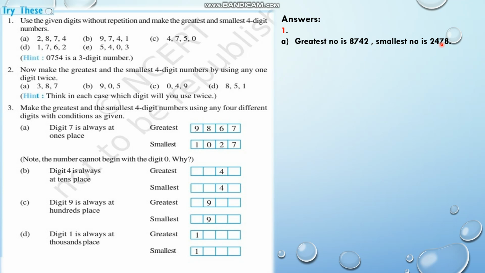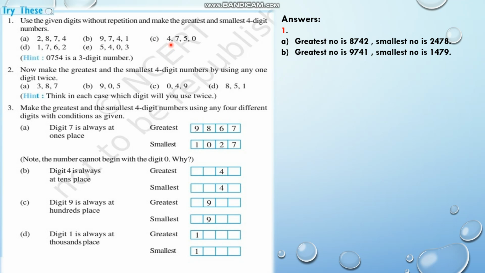Okay, children, so you will get the answer like this. Now the B part question. 9741. These all are the digits. So arrange them in descending order to get the largest number. That is 9741, the largest number, and 1479 is the smallest number. Got it, children? Now look at the C part question.